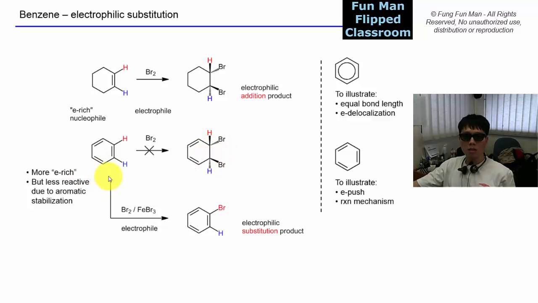In fact, it will react to form a substitution product, because it would like to preserve the very stable aromaticity of the system. It tries to regenerate this very stable ring. This is to illustrate equal bond length and electron delocalization around the ring.